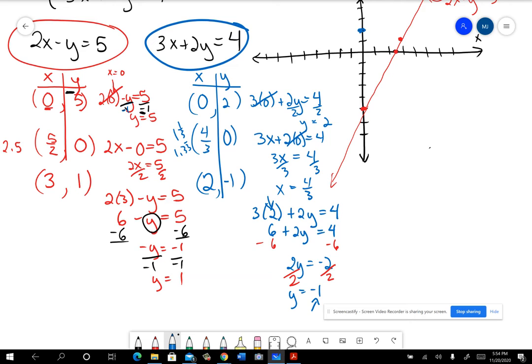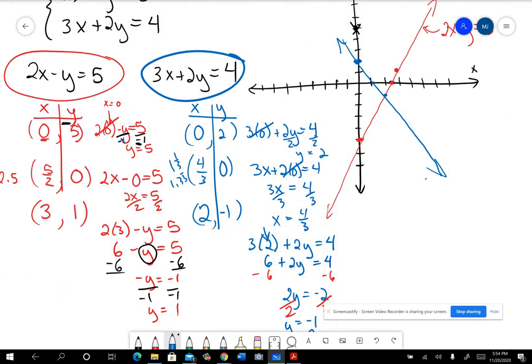All right, so let's plot 2, negative 1. That would be like right here. And then 4/3, 0. That would be 1 1/3. So that would be about right there. Okay, those are looking like they're lining up. So I'm pretty sure I got those done correctly. There would be that line. Okay, and that line was 3x plus 2y equal 4.